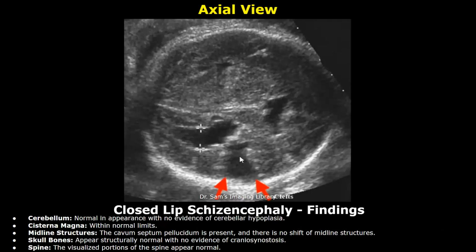The cerebellum is normal. The cisterna magna and the midline structures are also normal. The skull bones and the spine are also normal.